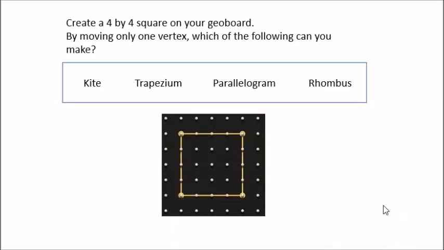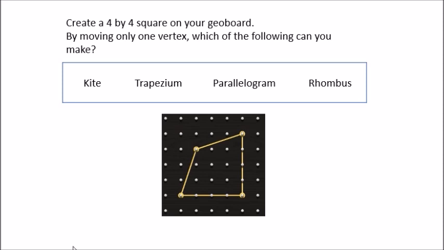Okay. So I want to go through, see if we can move one vertex and make these shapes. Have a think about how you might do that. Now, a vertex, for your information, is the corner of a shape, if you'd forgotten that. So to have a go at making the kite by moving one vertex, we can move this corner. So extend it to make it quite kind of like that, and we can move it to there.